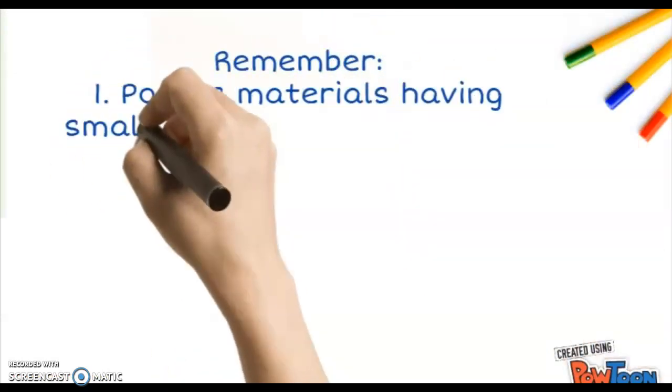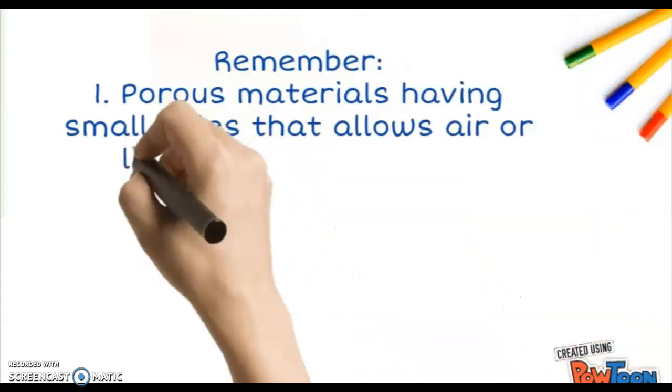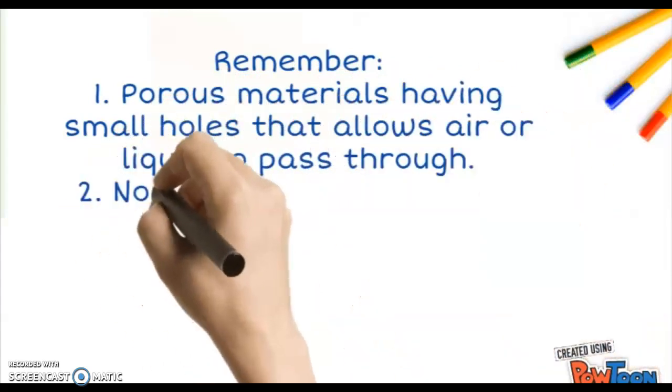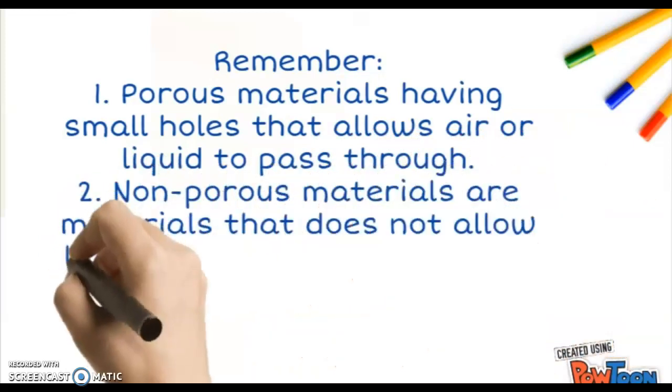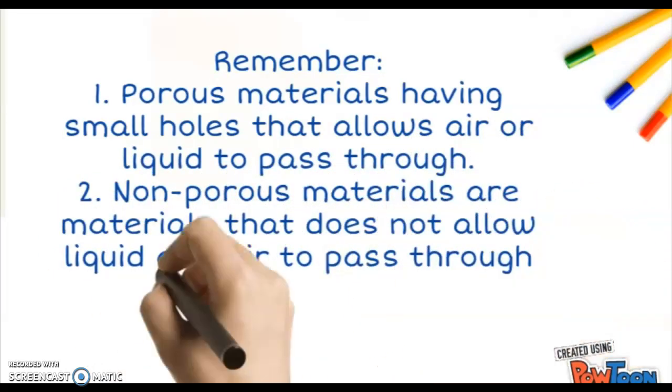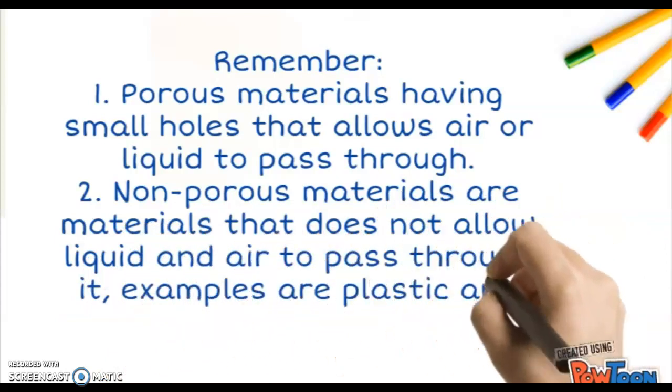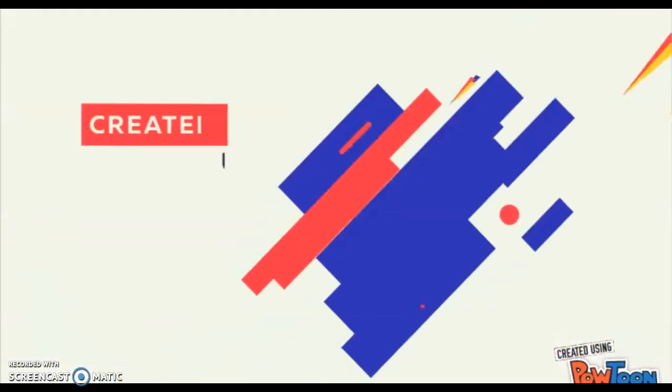Remember, porous materials have small holes that allow air or liquid to pass through. Non-porous materials are materials that do not allow liquid and air to pass through. Examples are plastic and rubber.